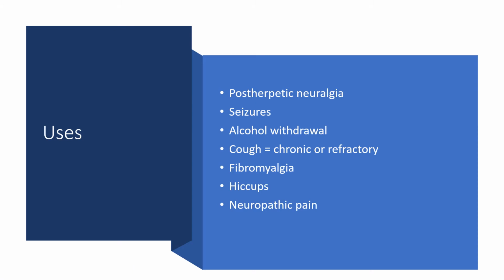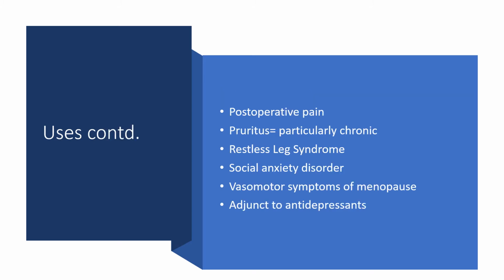Uses. Gabapentin is pretty helpful in handling post-herpetic neuralgia, seizures, alcohol withdrawal, cough, particularly chronic cough or cough that's refractory to medications, fibromyalgia, hiccups, or neuropathic pain. It's also useful in postoperative pain, in pruritus, particularly chronic pruritus, and in treating restless leg syndrome.